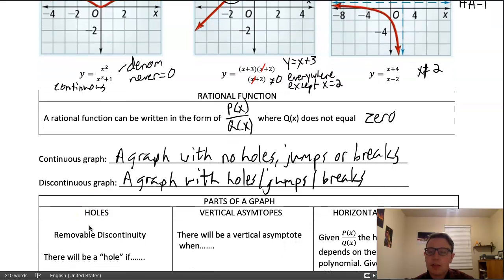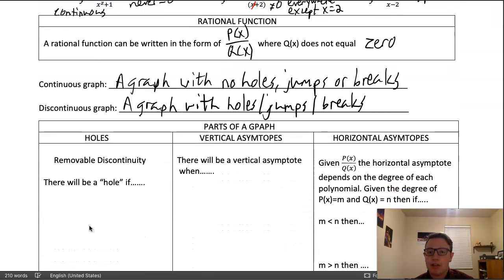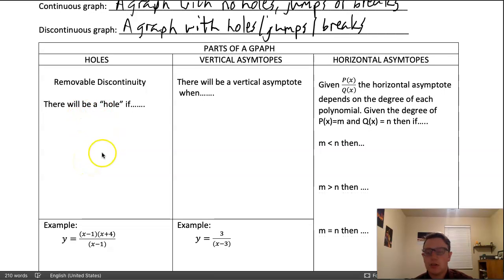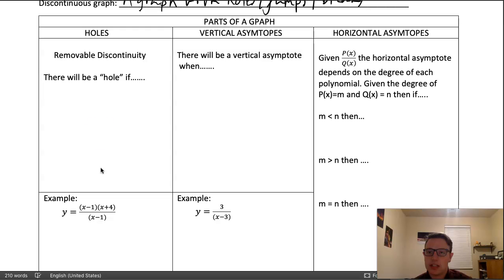Now we're going to discuss some of the parts of a graph of a rational function. We're going to look at three in particular. We have holes, vertical asymptotes, and horizontal asymptotes. Holes are what we also call removable discontinuities. We will have a hole in the graph, we will have a removable discontinuity if there's a factor in the numerator and denominator that cancels.